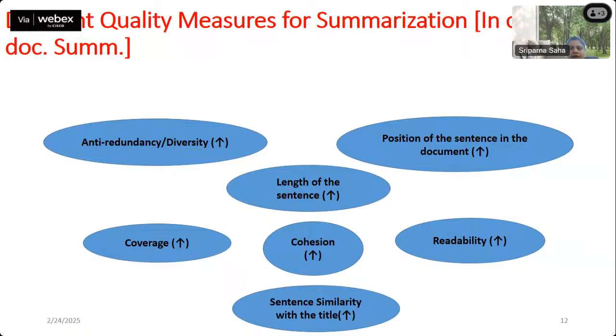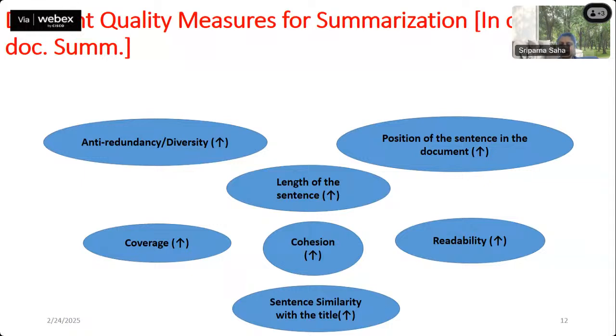Because in the summarization field, there are many conflicting objective functions. For example, in summarization, we often have to select those sentences which are diverse in nature. Like in extractive summarization, we are carefully selecting a subset of sentences. So if the sentences are conveying the same information, then that is not useful. We have to carefully select those sentences which are diverse in nature.